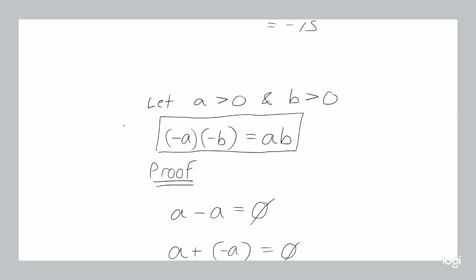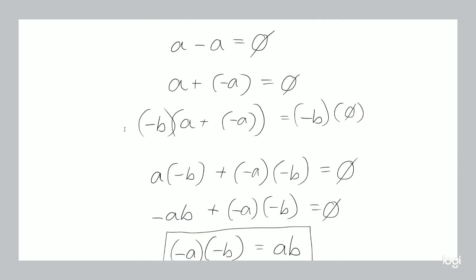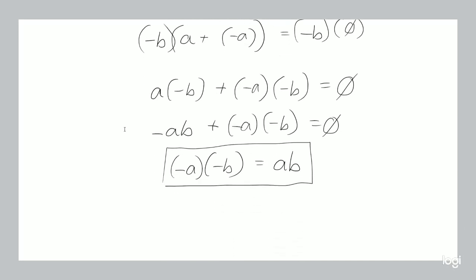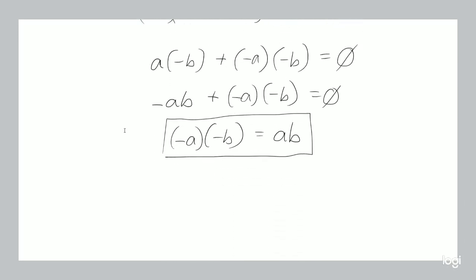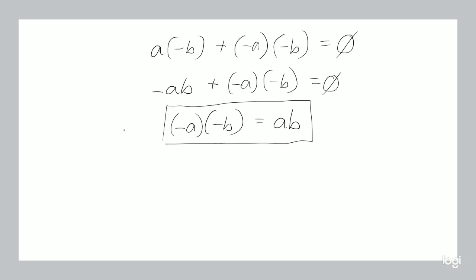We started with A minus A equals 0, and just multiplying both sides by negative B shows us that negative A times negative B is positive AB. And our proof is done. So that's why two negatives multiplied make a positive.